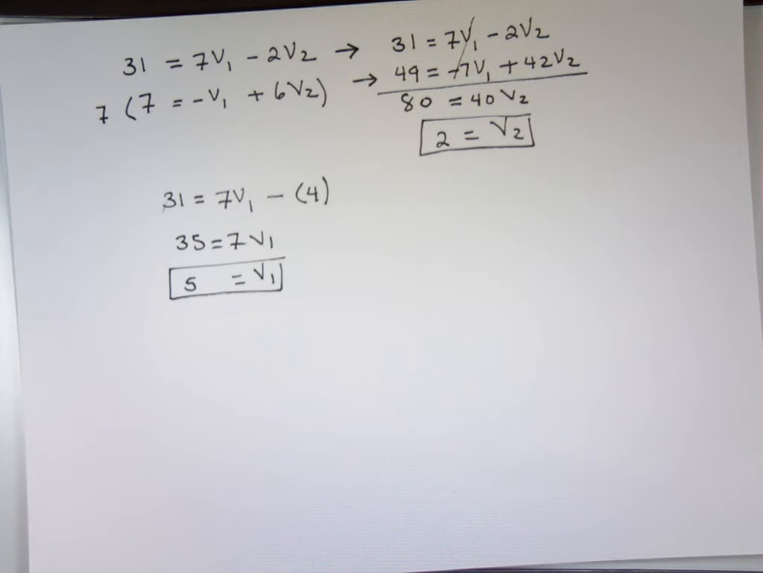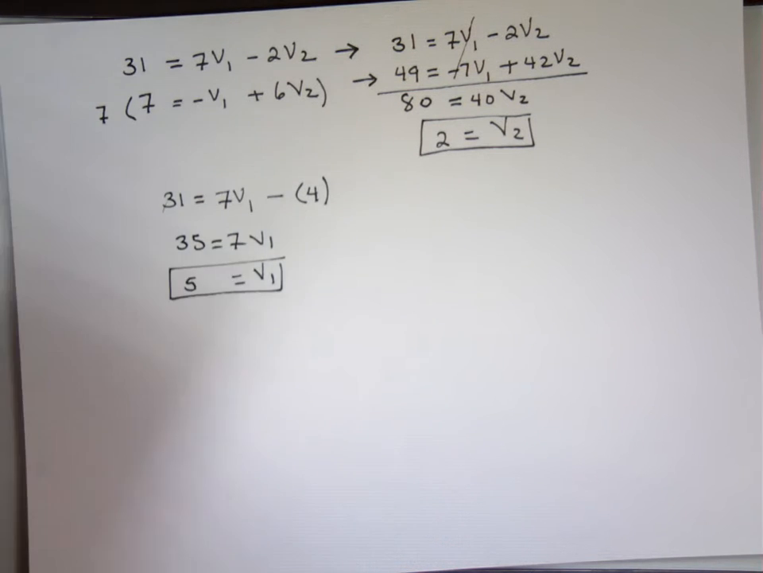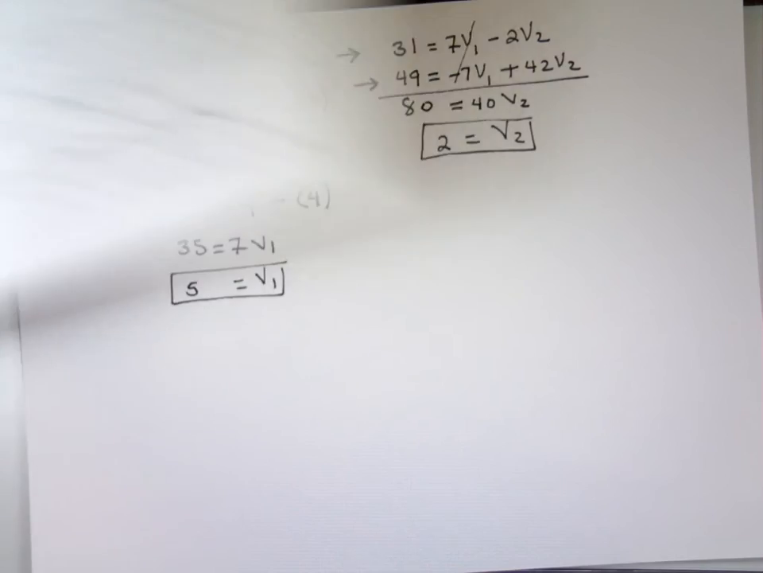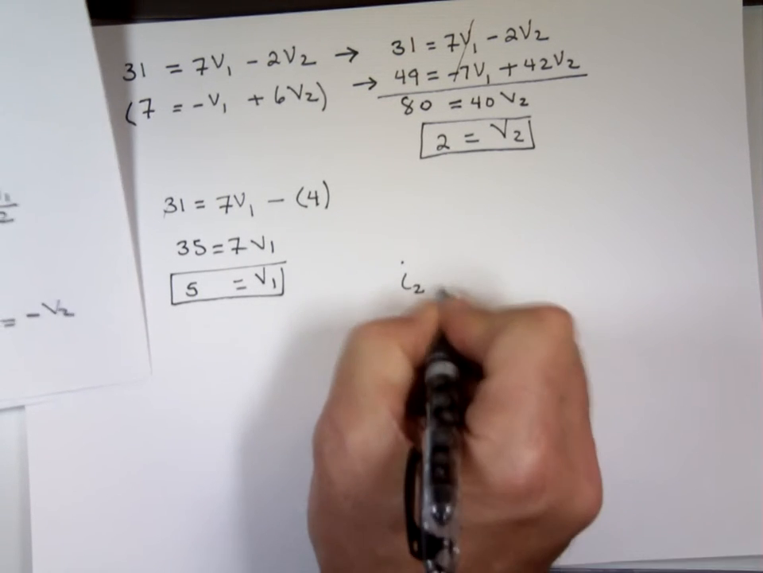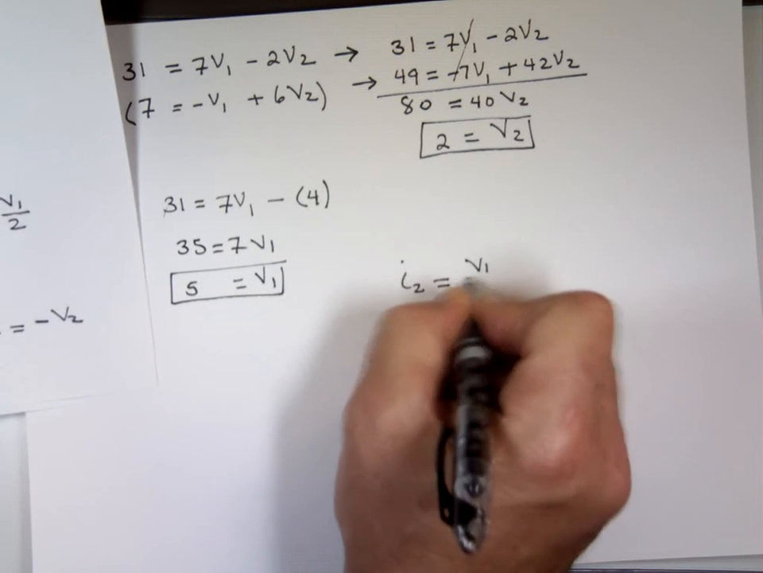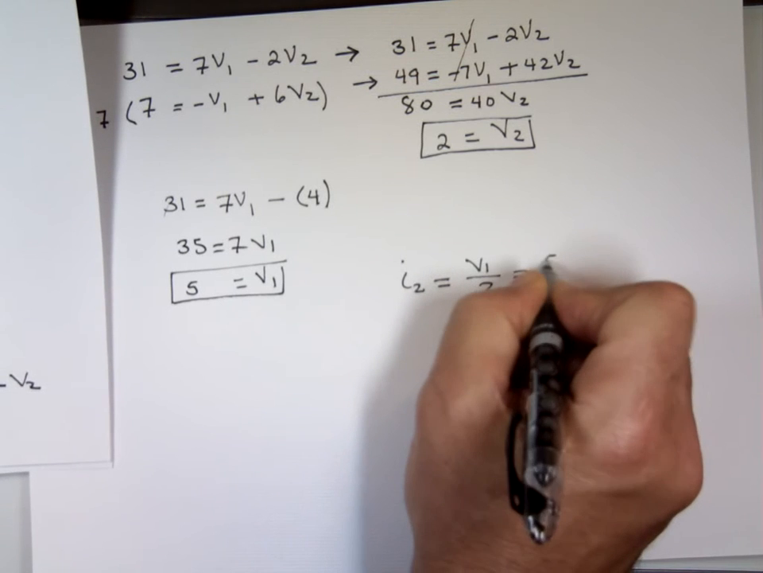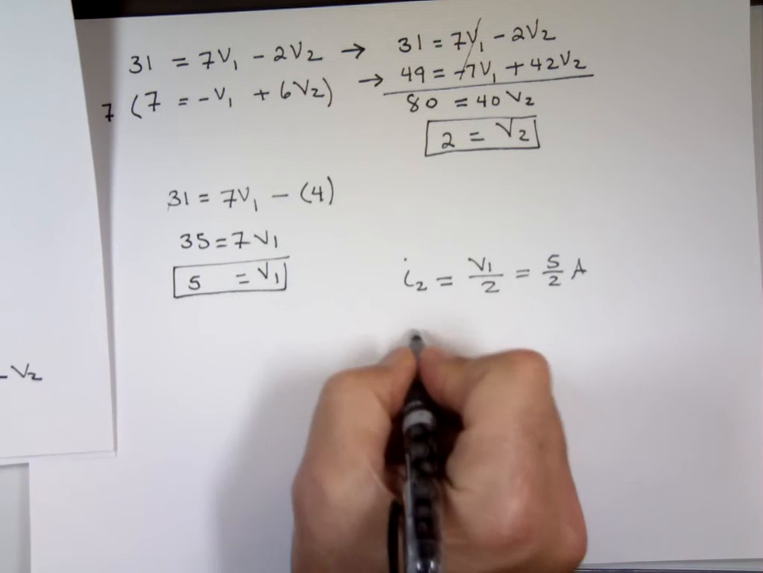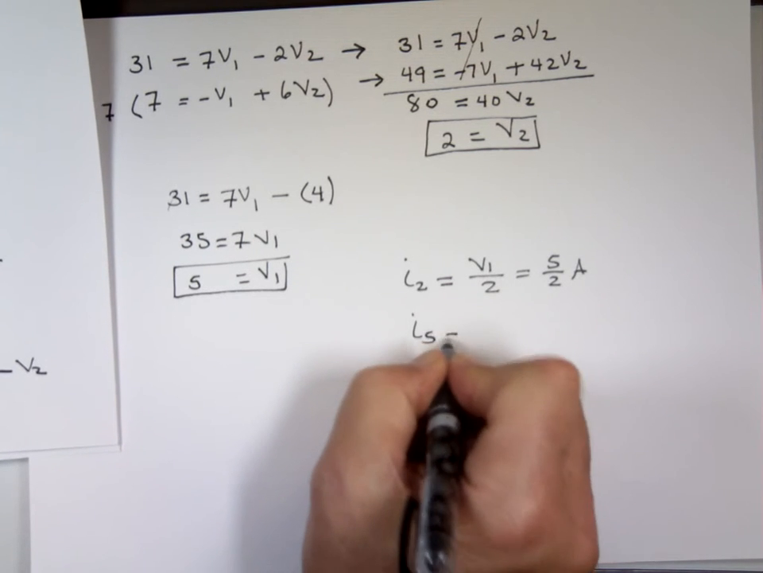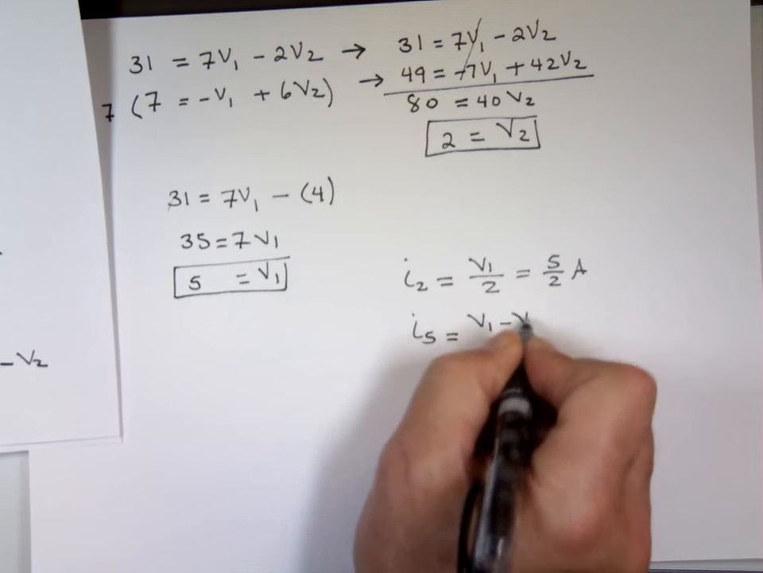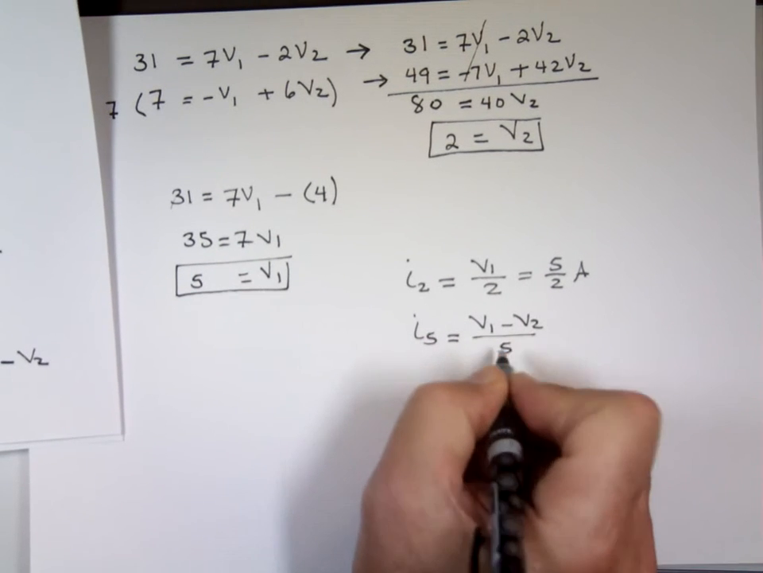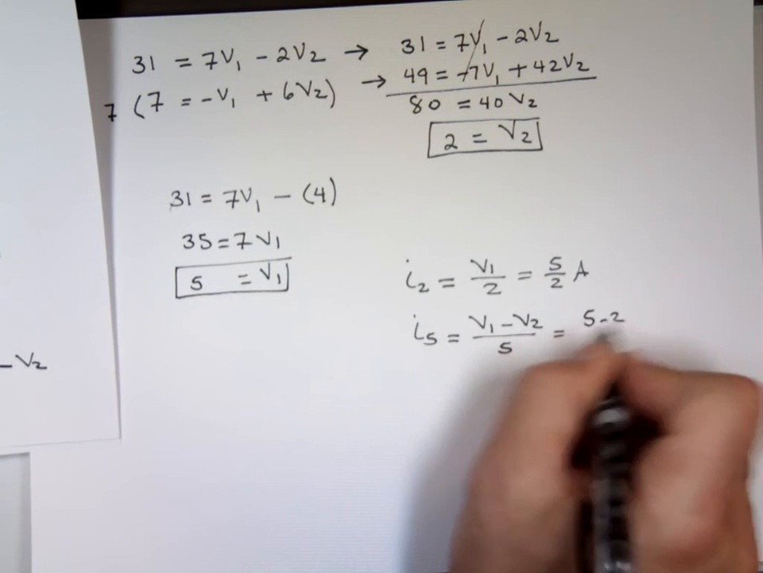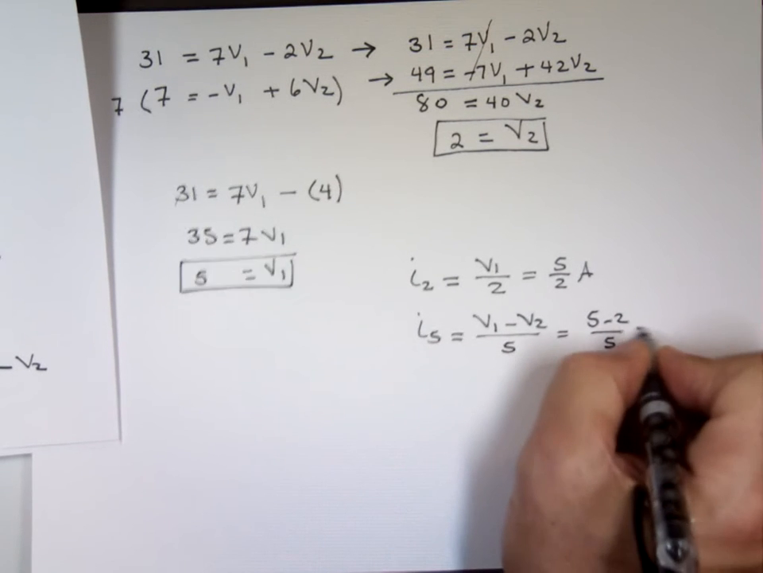If I know V1 and V2, can I find I sub 1, I sub 2, I sub 5, whatever I'm looking for? I sub 2 is going to be V1 divided by 2. What's V1? 5? 5 over 2 amps. I sub 5 equals V1 minus V2 over 5. That's 5 minus 2 over 5. Is that 3 over 5, which is what? 0.6 amp?